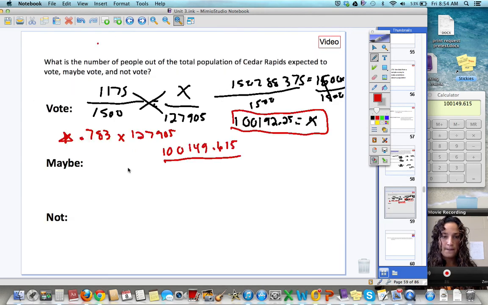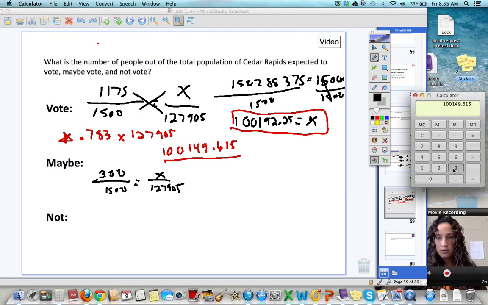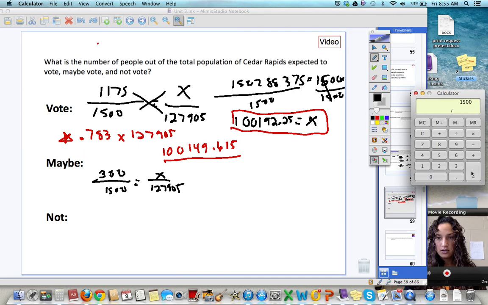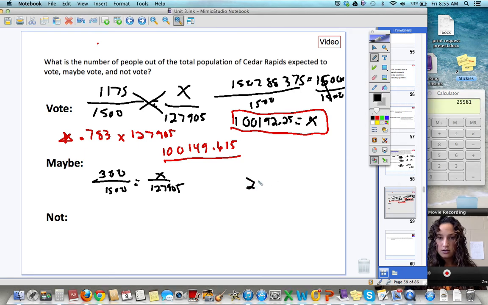So it's 300 over 1500 is x over 127,905. I'm just going to do the same thing, multiply that and then divide. So 300 times 127,905. Then I'm going to divide that by 1500. So here I'm going to get 25,581. So 25,581 people might vote.